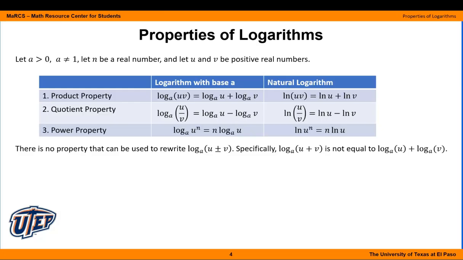The second property is the quotient property. Log base a of u over v is equal to log base a of u minus log base a of v. And similarly, natural log of u over v is equal to natural log of u minus natural log of v. The third property is the power property. Log base a of u to the n is equal to n times log base a of u, and the natural log of u to the power n is equal to n times the natural log of u.